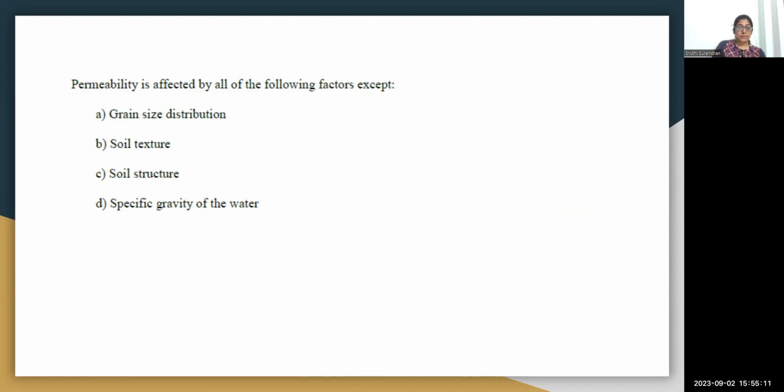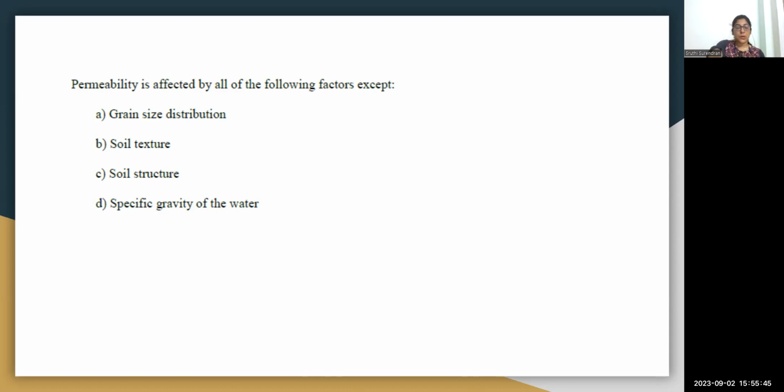So we had checked out the factors impacting permeability of the material. The grain size distribution is one factor that comes under the constant C. Soil texture and soil structure all impact the permeability. Apart from that, the void ratio as well as the fluid properties, the unit weight of the water, the viscosity of the water, and the effective size of the grain particle also impact permeability.